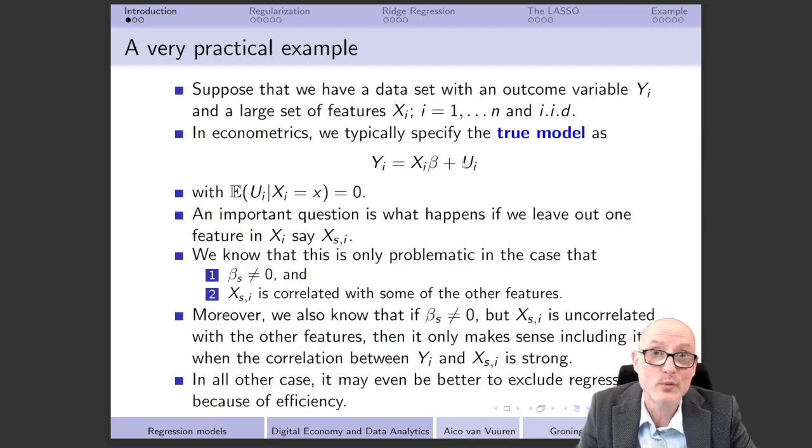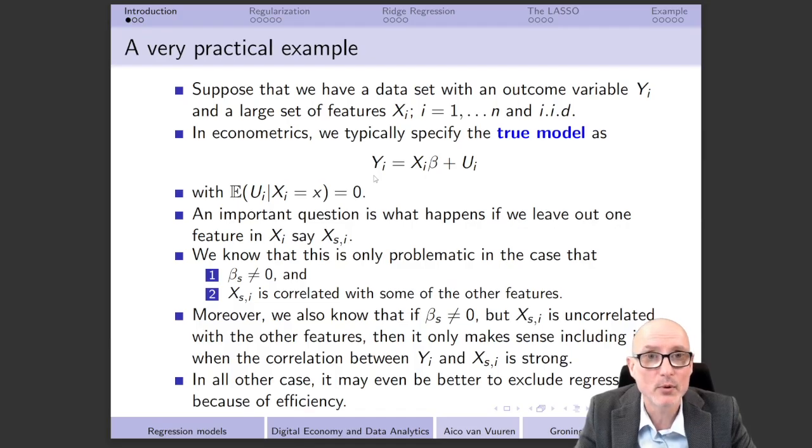where we're not always doing that, but at least in this most simple setup, we are going to assume that ui and xi are uncorrelated to each other. So therefore we simply assume that the mean of ui conditional on xi equal to x is equal to 0. So these are the assumptions that we have made so far.